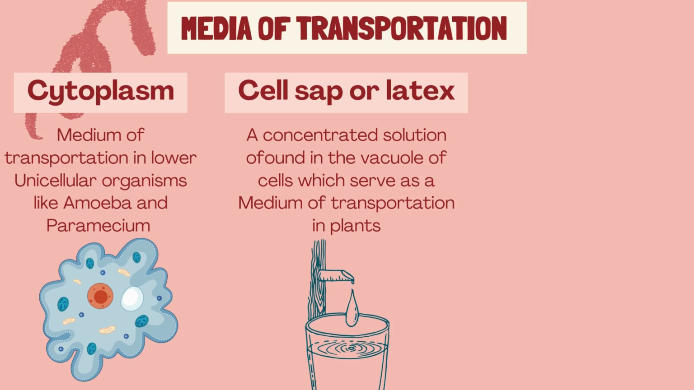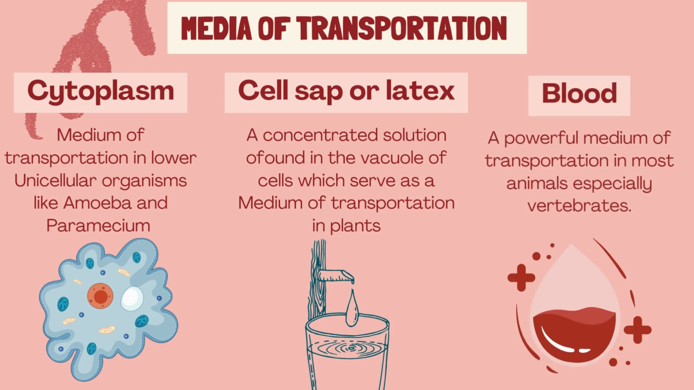Number 3 is the blood. The blood is a powerful medium of transportation of materials in most animals, especially vertebrates. The blood is a fluid and it is a tissue which is in fluid form. It is able to move large materials over the entire body through blood vessels like arteries, veins, and capillaries from where they are produced or obtained to the point of destination.